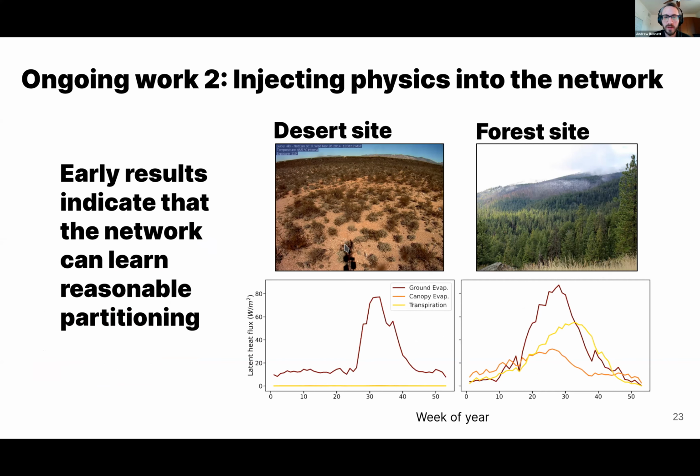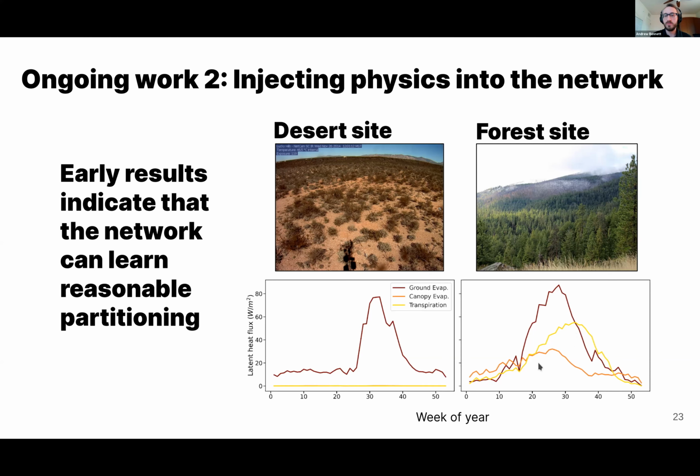The early results here indicate that this can actually work, and the network can learn some reasonable partitioning. Again, on the left, we have that site near Tucson. We see there's a lot more ground evaporation going on than transpiration or canopy evaporation. That follows your intuition based on what you're seeing in this picture. And then for a forested site, we see a lot more transpiration in yellow and canopy evaporation.